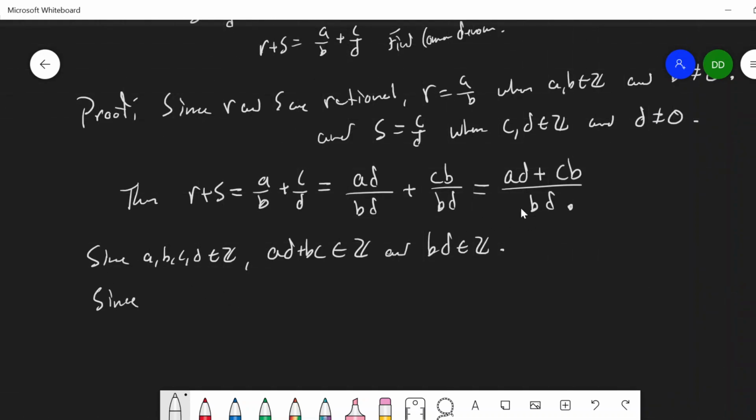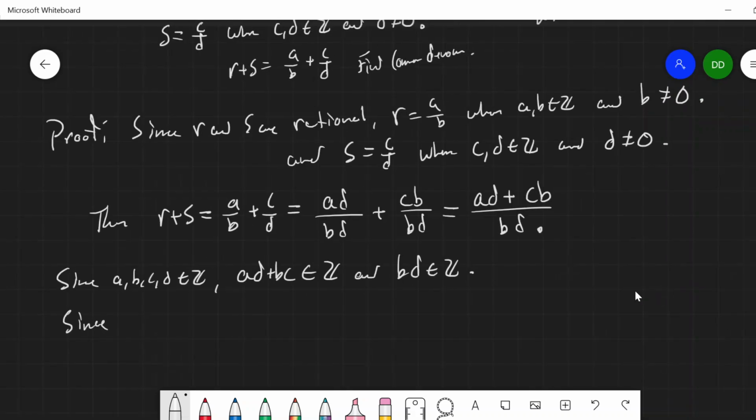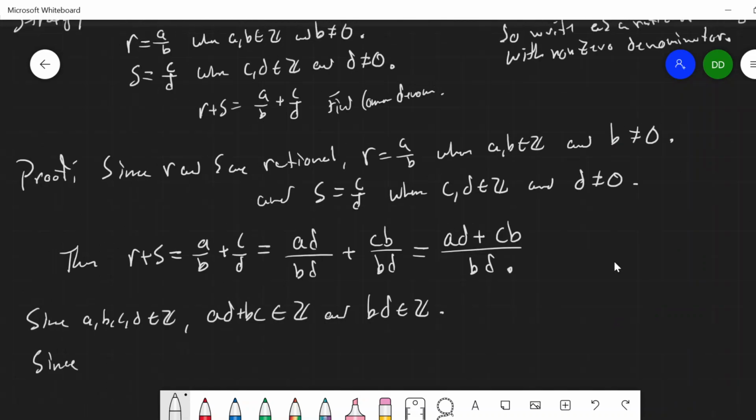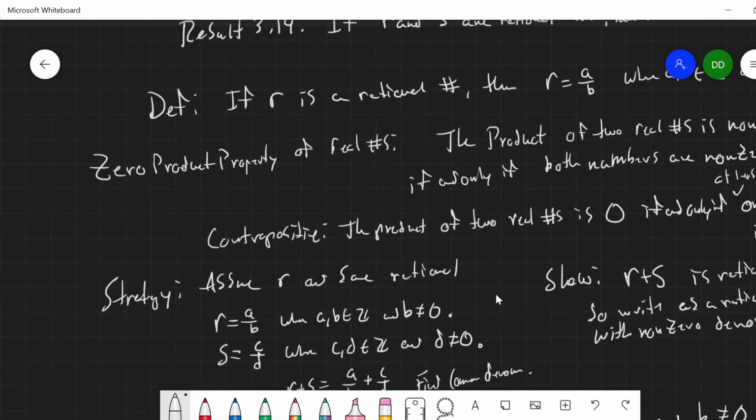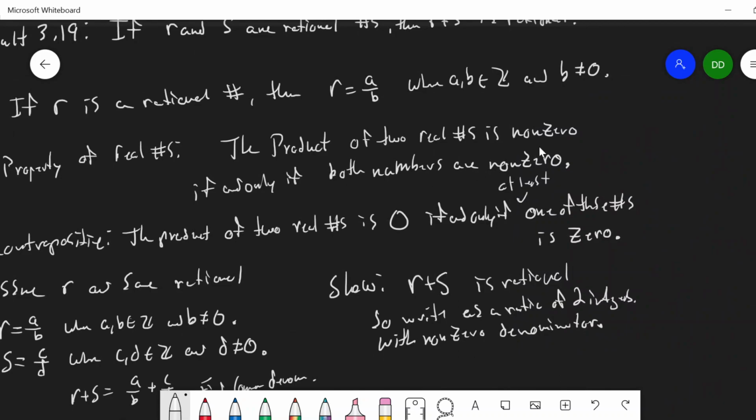And I also need to conclude that the denominator is not equal to 0. But I know, by assumption, B is not equal to 0 and D is not equal to 0. So this is where the zero product property comes in. The product of two real numbers is 0 if and only if at least one of the numbers is 0. So both B and D are non-zero, so I can conclude that their product is non-zero.